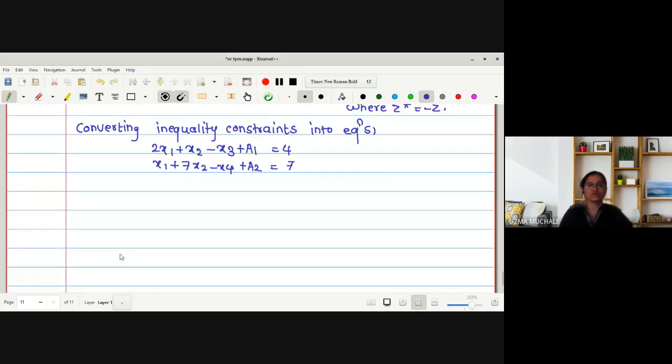Now we will start with phase 1, and in phase 1, we will construct the auxiliary LPP. In phase 1, what this method says is that the objective function is written as follows.